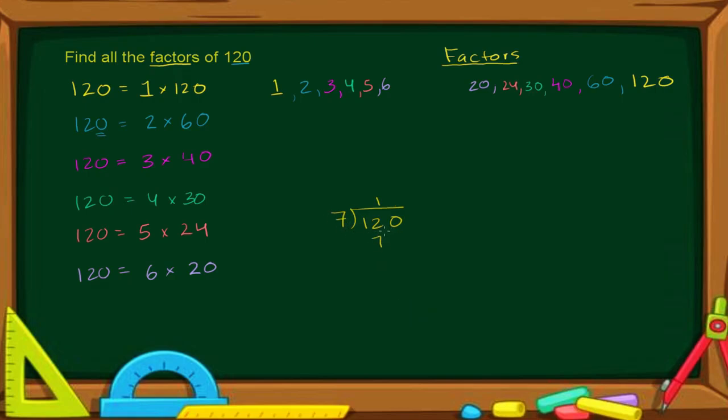Now let's think about whether 8 works. I'll do the same process. Let's take 8 into 120 and just work it out. 8 goes into 12. It doesn't go into 1, so it goes into 12 one time. 1 times 8 is 8. Subtract, 12 minus 8 is 4. Bring down the 0. 8 goes into 40 5 times. 5 times 8 is 40, and you're left with no remainder, so it goes evenly. So 120 is equal to 8 times 15. Let's add that to our factor list. We now have an 8, and now we have a 15.